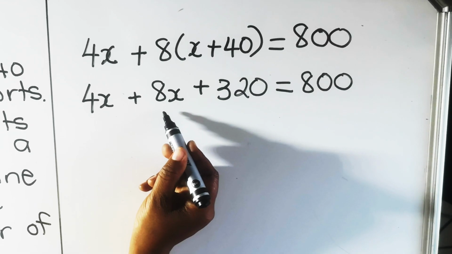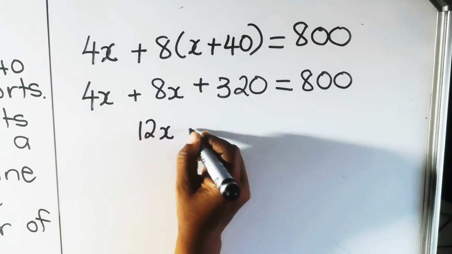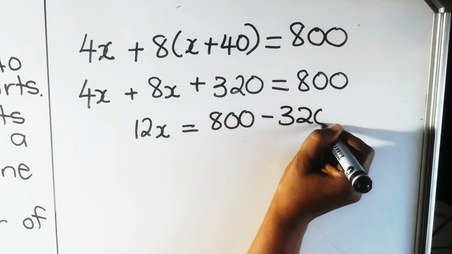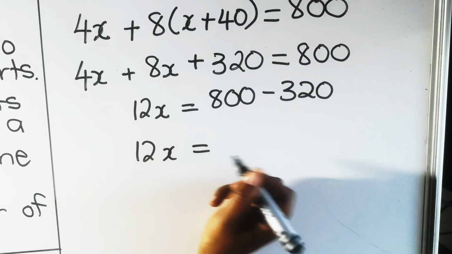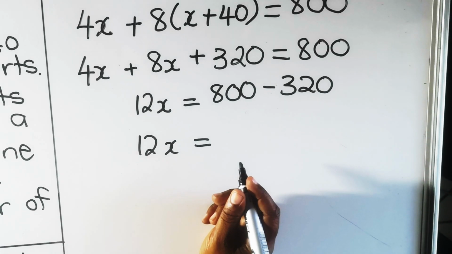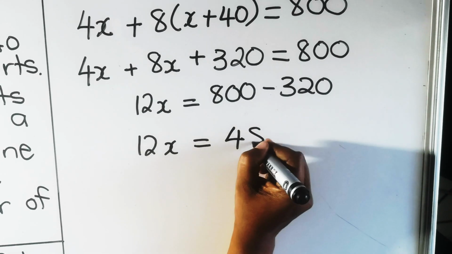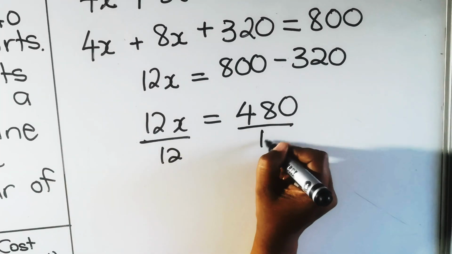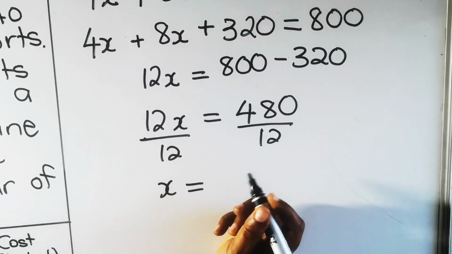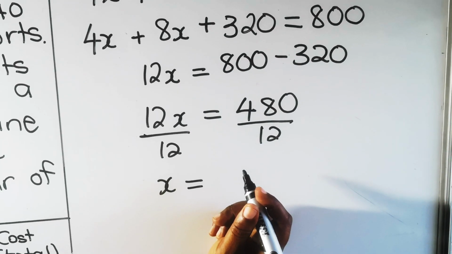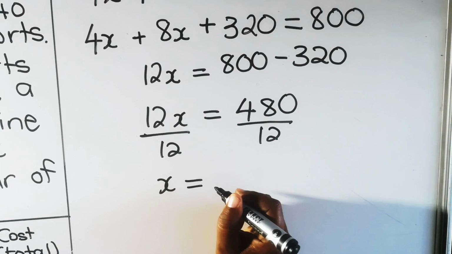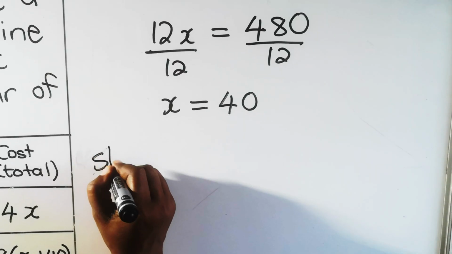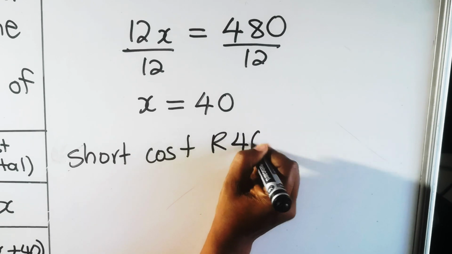So we add like terms. This will be 12x is equal to, take this one, 800 minus 320. 12x is equal to 800 minus 320, which is 480. We are solving for x, so we're going to divide by 12, divide by 12. So x is equal to 480 divided by 12. 480 divided by 12 is going to be 40. What does it mean? So it means a short costs 40 rand.